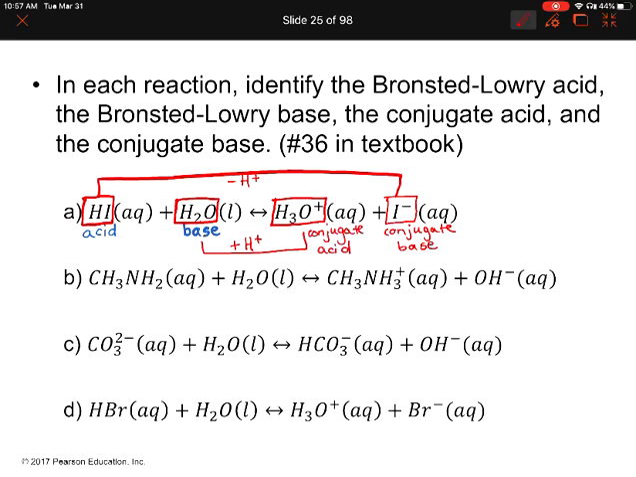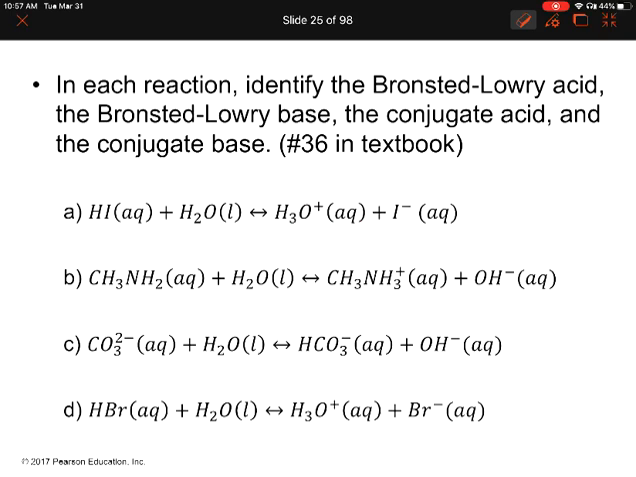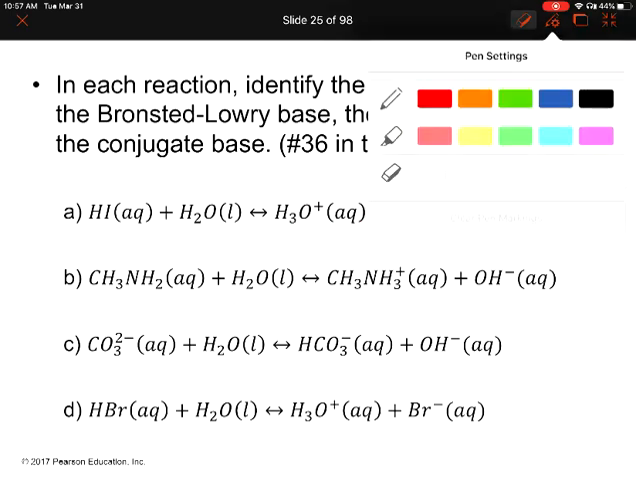Okay, so now I want you to try this on your own. You can pause the video and try working through B, C, and D, and then when you're ready, you can restart the video and we'll go over the other three together. Okay, so I'm going to erase and make more room here for the other three.